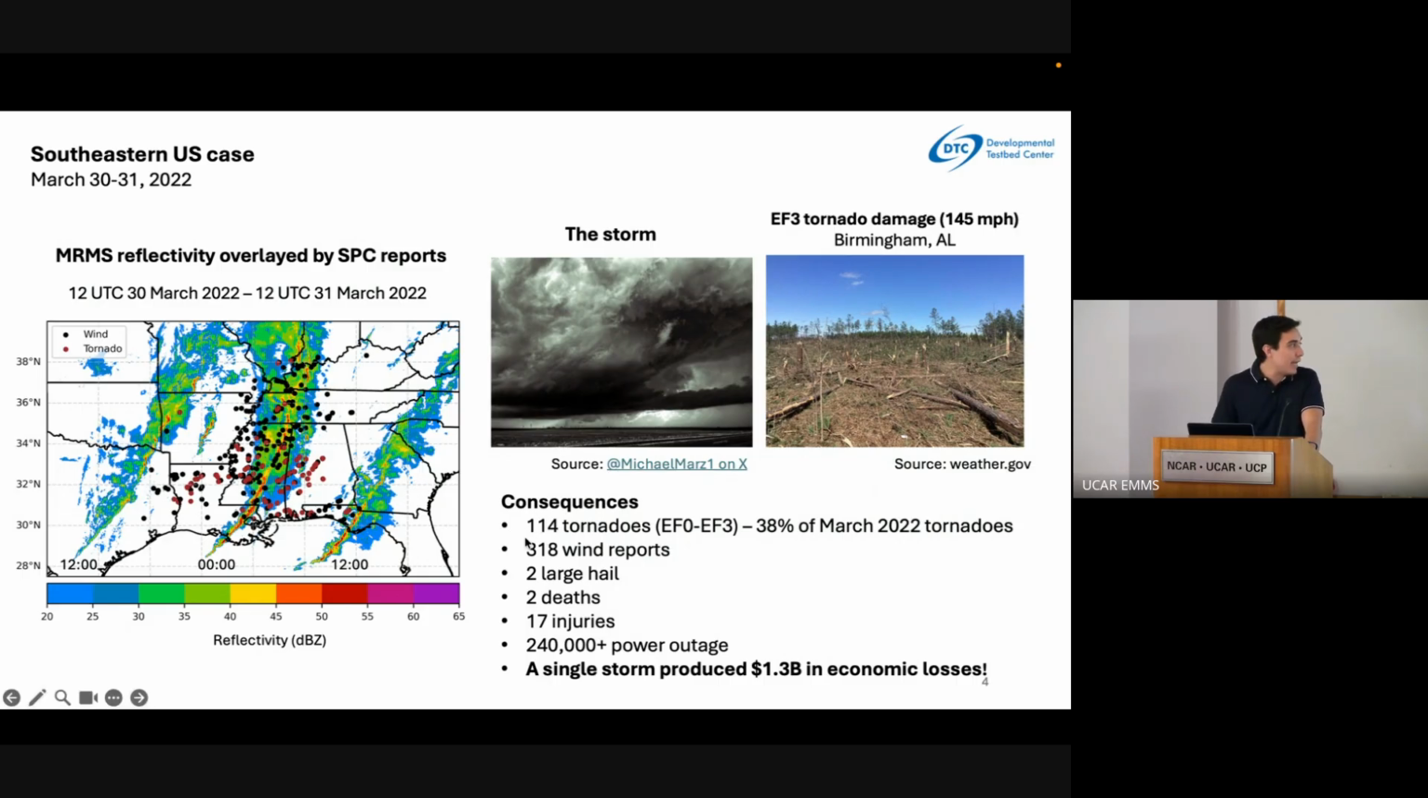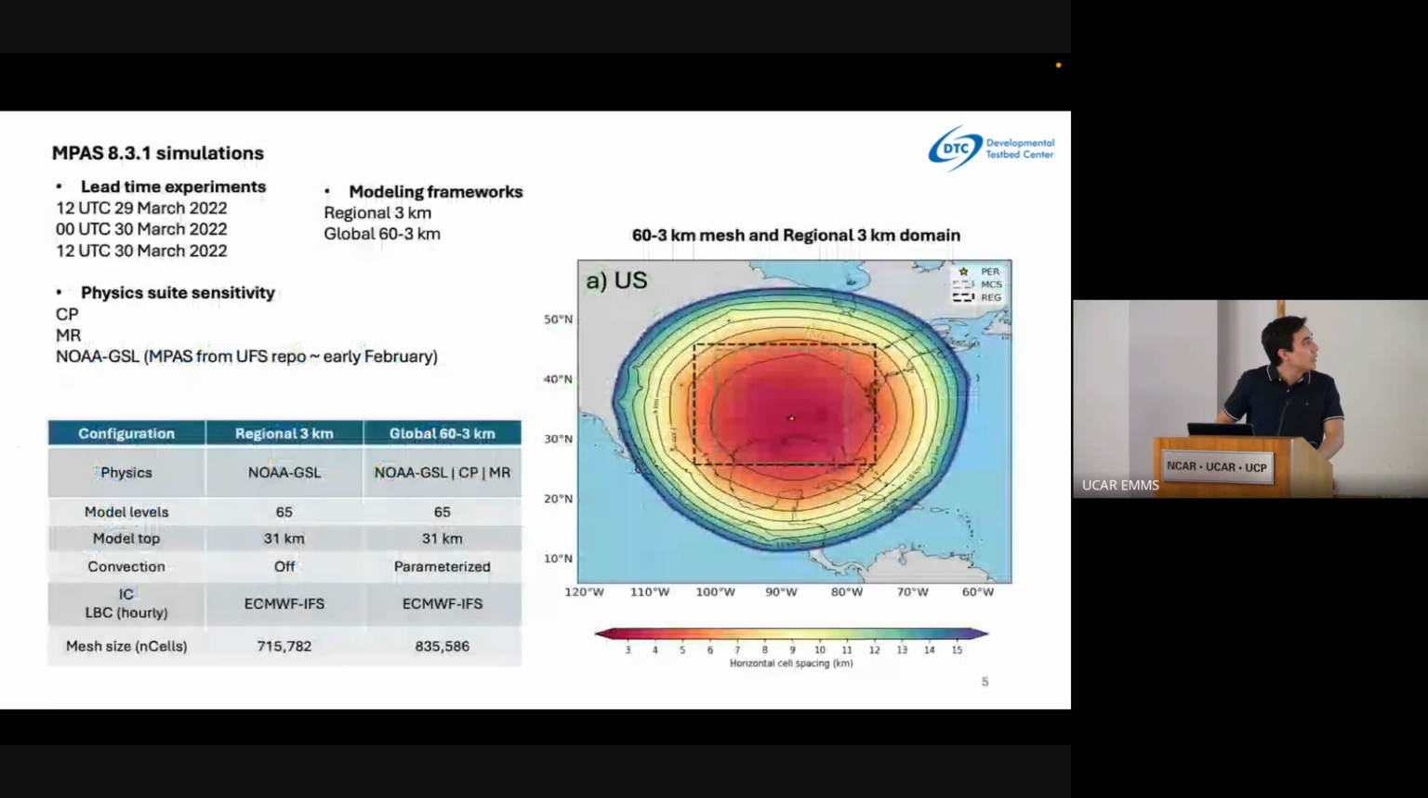because it generated basically 114 tornadoes, ranging from enhanced Fujita scale 0 to 3. The single storm corresponds to 38% of the March 2022 tornado occurrences. Also, we had more than 300 wind reports, 2 large hail reports, 2 deaths, 17 injuries, and more than 200,000 power outages. This single storm produced $1.3 billion in economic losses. So this is just to show how important it is to better understand and model those systems.